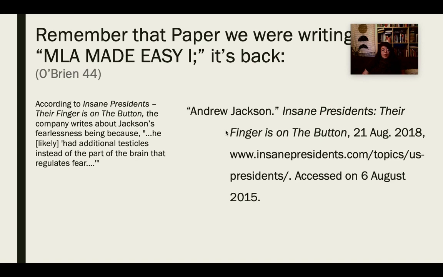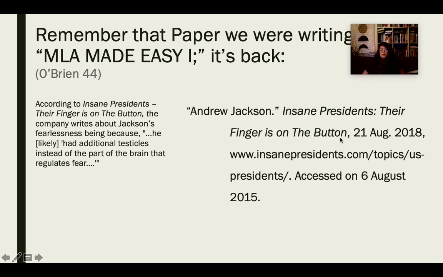But I'm not writing a paper about every single crazy United States president, unfortunately. So instead, I have to put the section of the website that I'm getting my information from, and that section is the section on Andrew Jackson, titled Andrew Jackson. Okay, so Andrew Jackson, period. There's no author, so I skip it. Period. I have my quotation marks, and then we have Insane Presidents. Their finger is on the button.